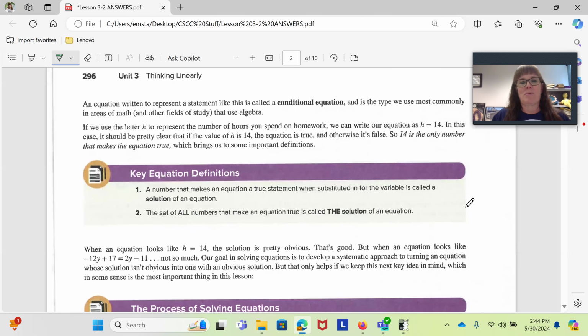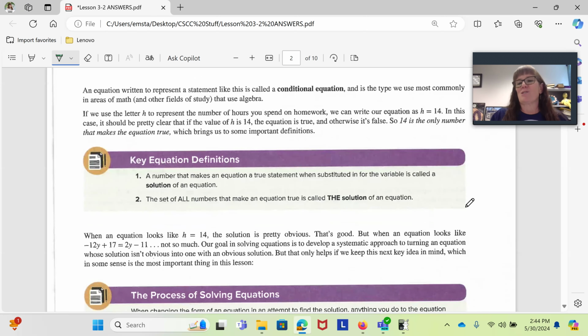So we're right into another purple box. What it means to be a solution. So part one says, a number that makes an equation a true statement when substituted in for the variables is called a solution of the equation. Number two says, the set of all numbers that make the equation true is called the solution of the equation. Like we said, with H equals 14, the solution's pretty obvious. It's 14. But what about when they give you something like the next one, negative 12y plus 17 equals 2y minus 11? It's not so obvious in that one. So we need to come up with a process, build a toolbox for solving equations.